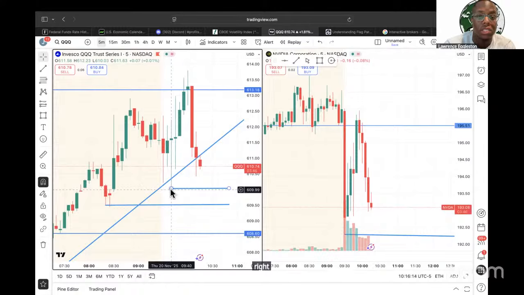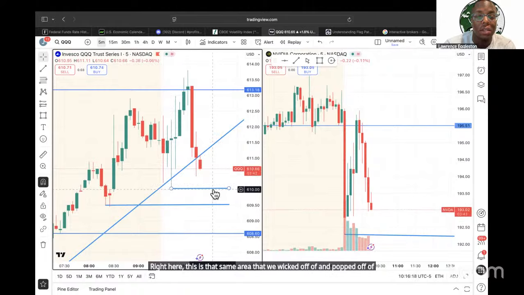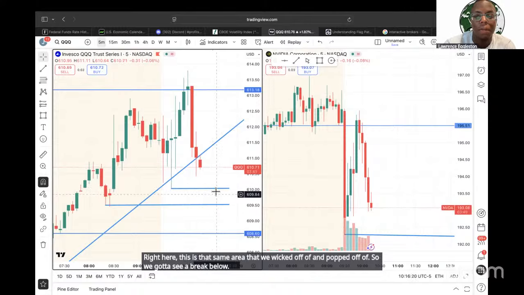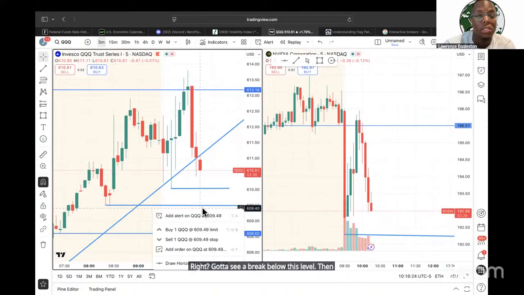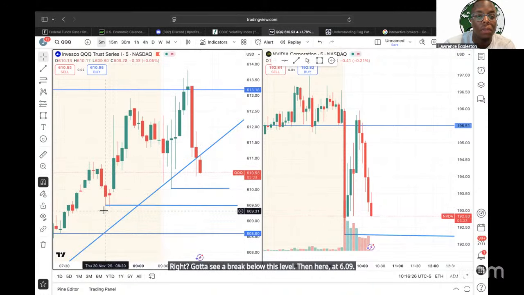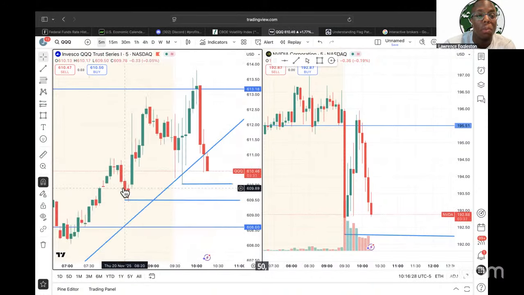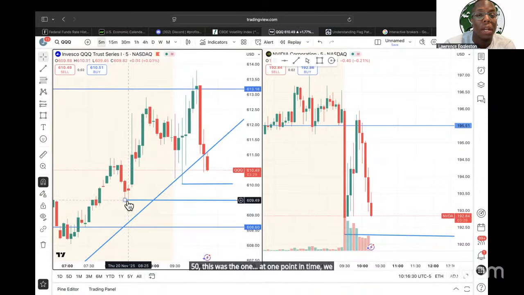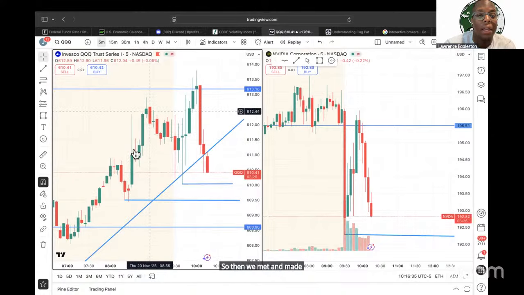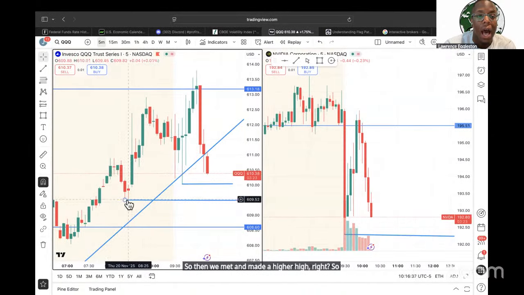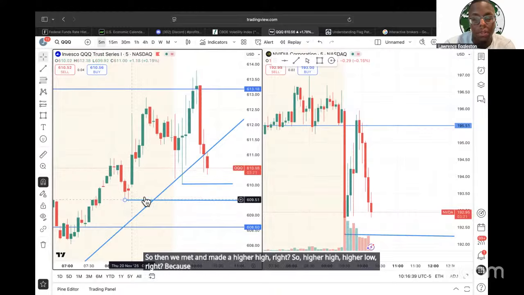Right here, this is that same area that we wicked off of and popped off of. So we got to see a break below this level, right? Got to see a break below this level. Then here at 609.50, this was the one at one point in time we made a higher high, then we made a higher low. So then we made a higher high, right? So higher high, higher low, right? Because it's higher than the previous low.